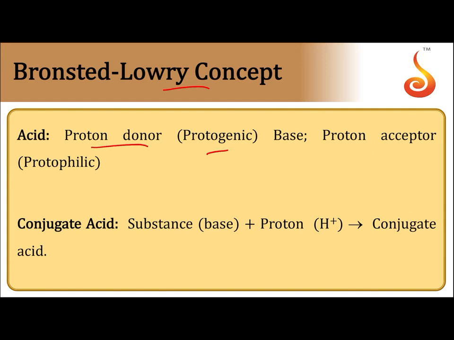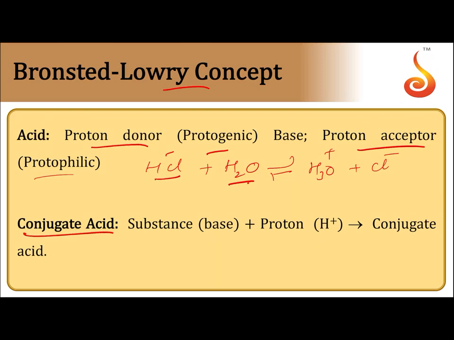A proton donor or protogenic substance is called an acid. A proton acceptor or protophilic substance is called a base. Suppose you take HCl plus water, in this reaction it gives H3O plus and Cl minus. HCl is giving a proton, so it can be called an acid. Water takes a proton from HCl, so water can be called a base in Bronsted-Lowry theory in this reaction.